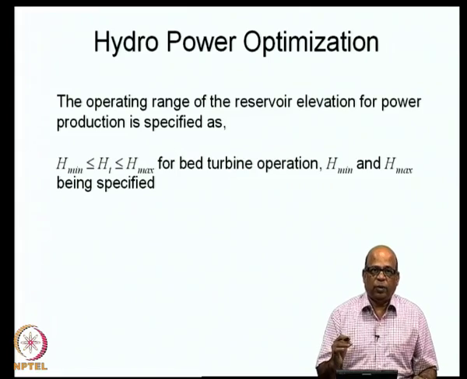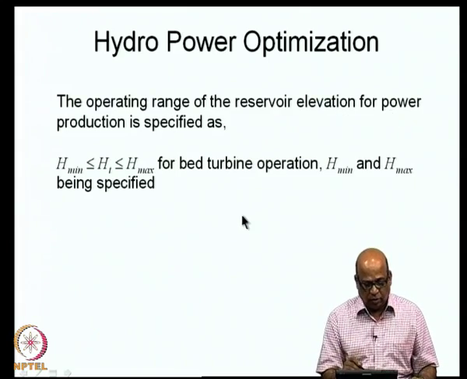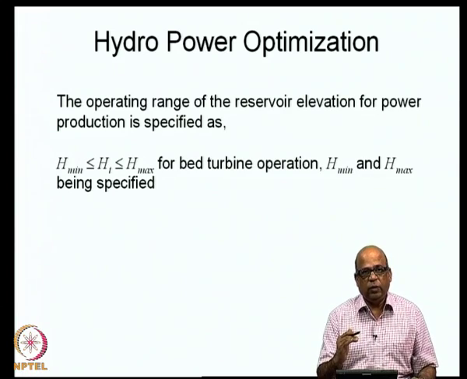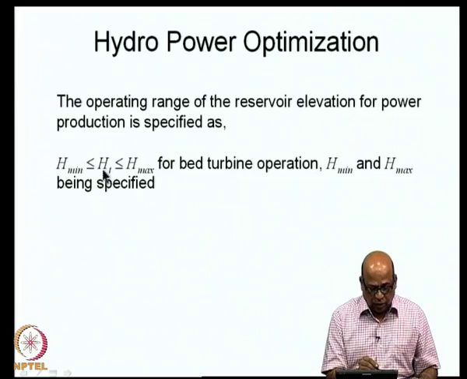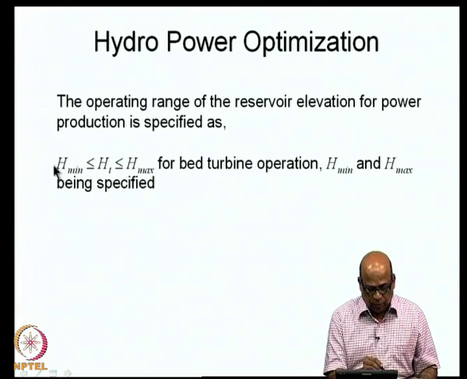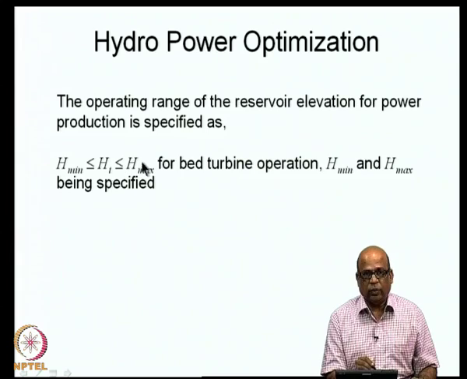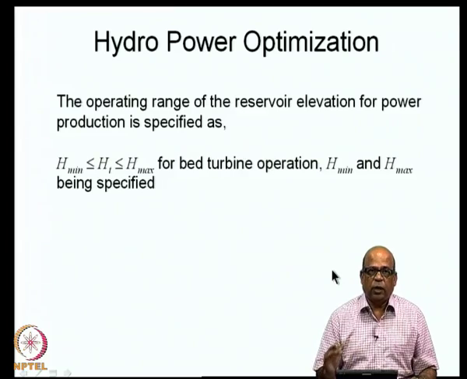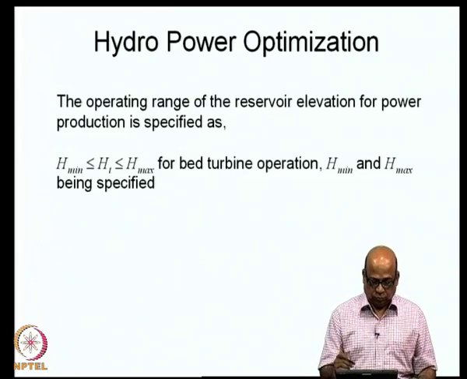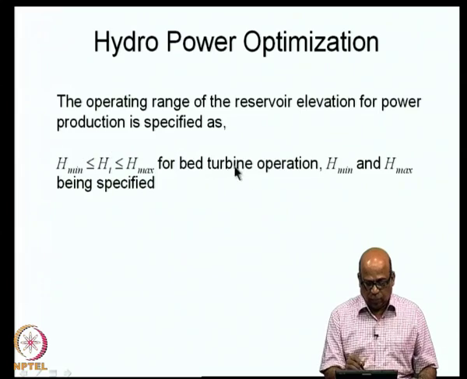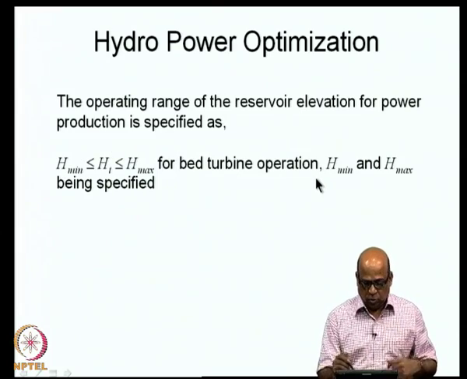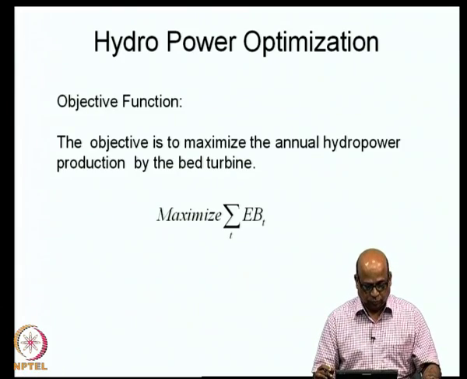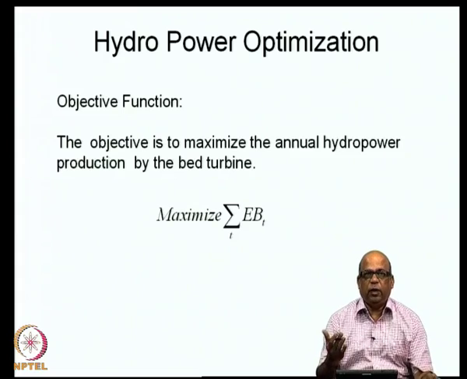Then we also have constraints on the reservoir elevation for power generation. That means you would like to operate the reservoir only within a certain range of the heads, and that is what we specify as HT must be within this range between H min and H max, some minimum elevation and some maximum elevation, which need not always correspond to the dead storage and the total storage. So, this range is fixed by the turbine operation, and you will know the values of H min and H max within which your head has to vary. Alright. So, all the constraints you understand correctly.